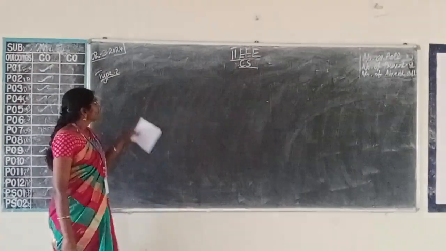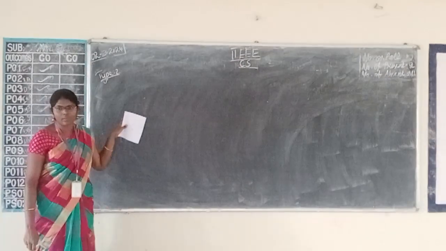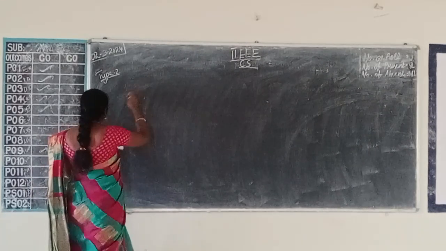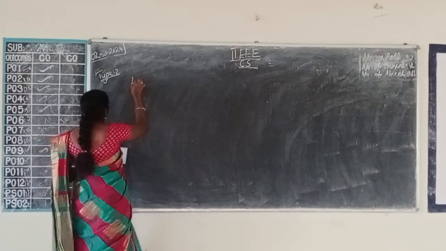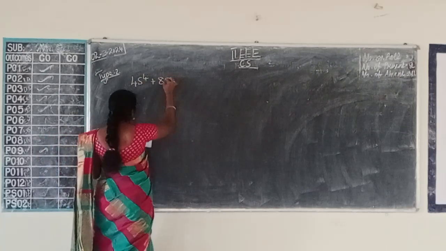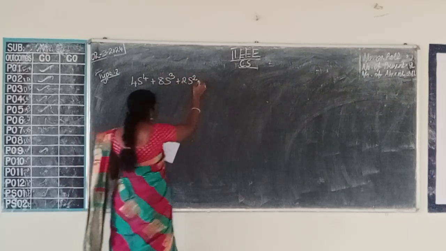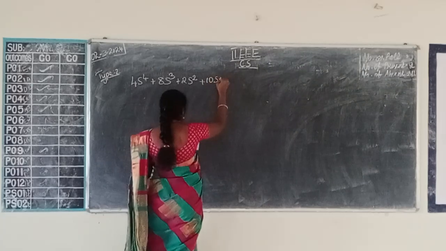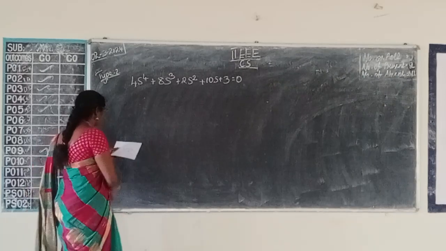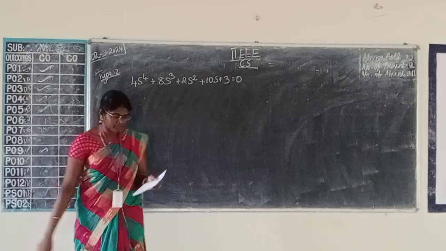So now we are going to see a problem of type 2. The steps will be the same as before. For the characteristic equation of the system given below, 4s power 4 plus 8s cube plus 2s square plus 10s plus 3 equals 0, determine the stability of the system.